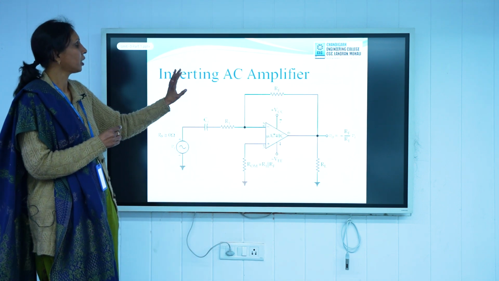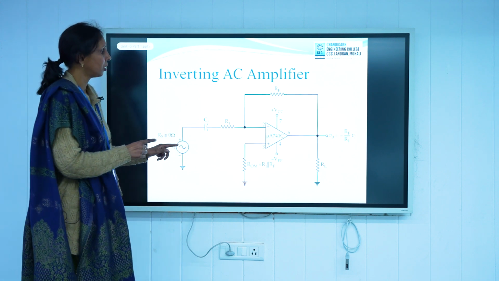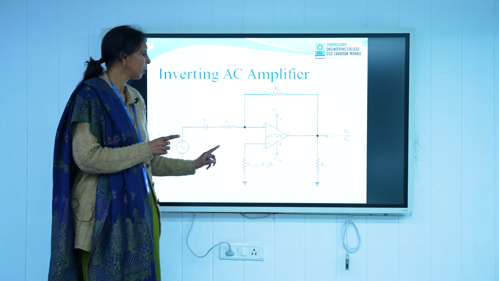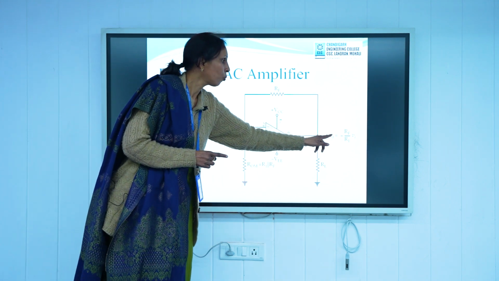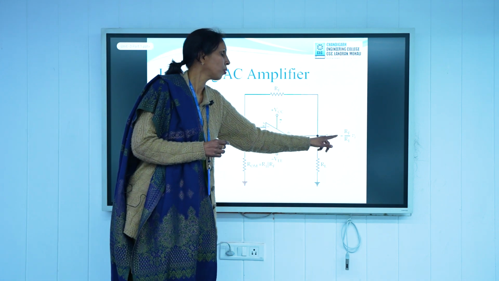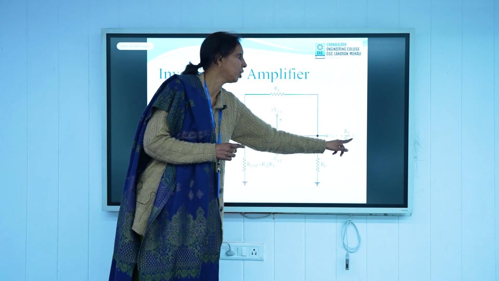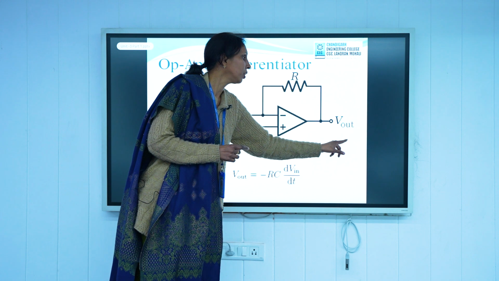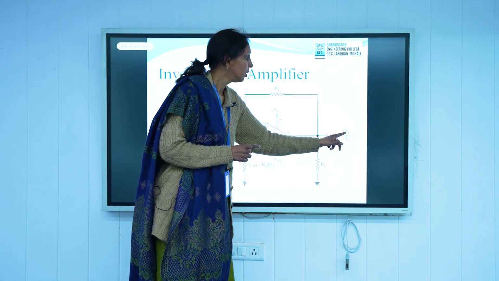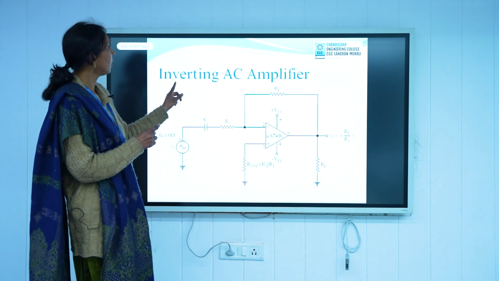Next is the inverting AC amplifier. Inverting AC amplifier means we provide the input to the inverting terminal and ground the non-inverting terminal. When we ground the non-inverting terminal, the output will be the inverted value. Suppose we provide a cosine or sine wave, the output will be the inverted value of the sine or cosine wave. So V0 is minus Rf by R1 into Vi, because this value we have already discussed in the previous case. So this is the inverting AC amplifier.